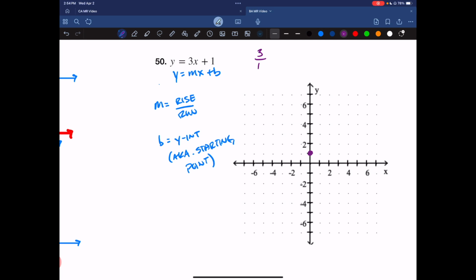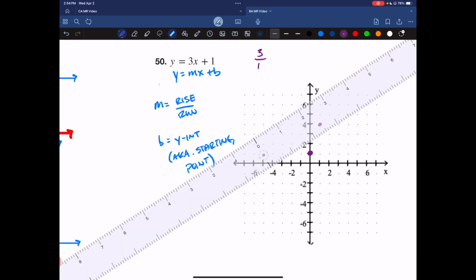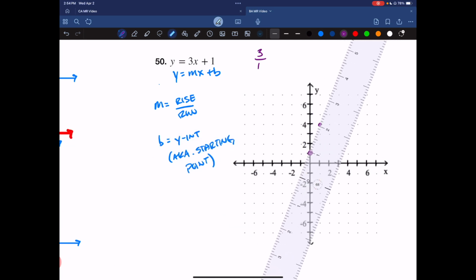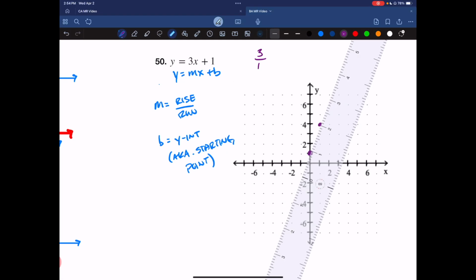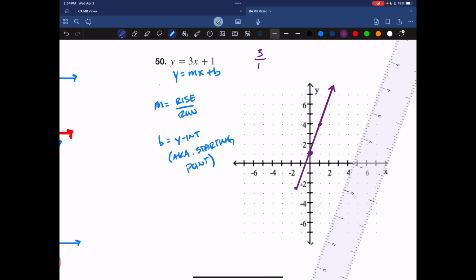There's my 2 points. I only need 2 points to draw a line. You can draw multiple, but you only need 2 to draw the line. And so let's connect the dots. That looks good. Show that it goes on forever in both directions. And then that's it. That's your review.